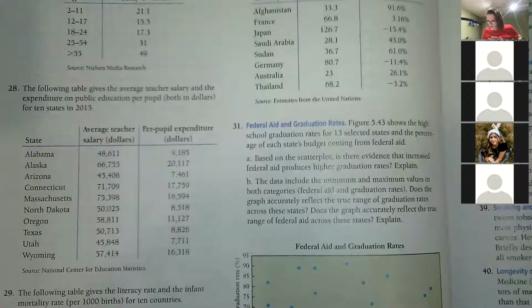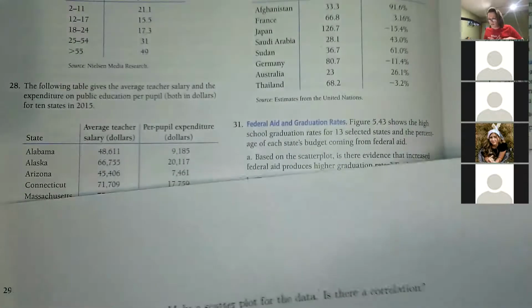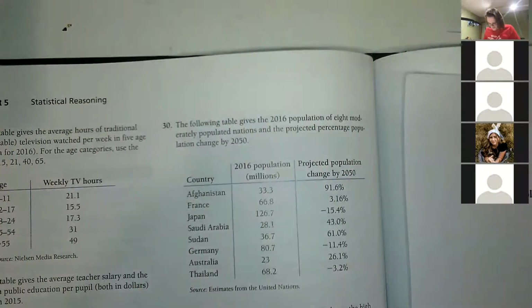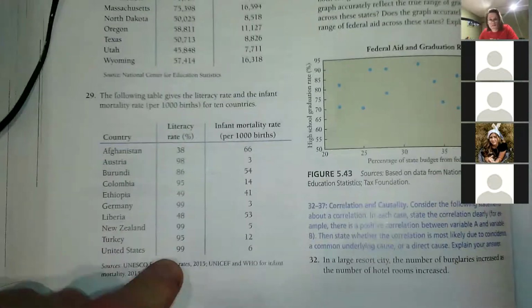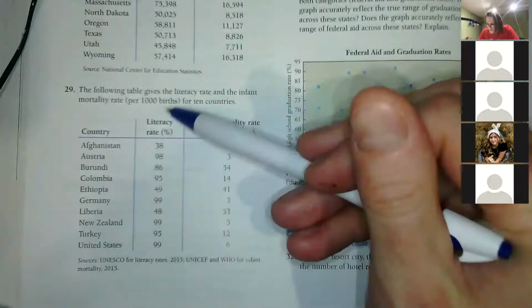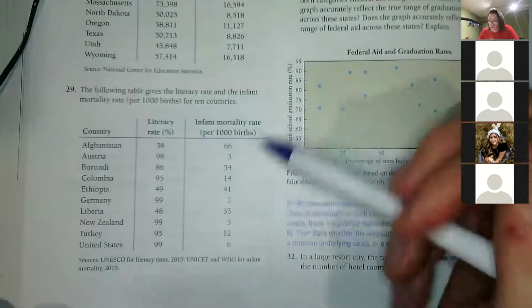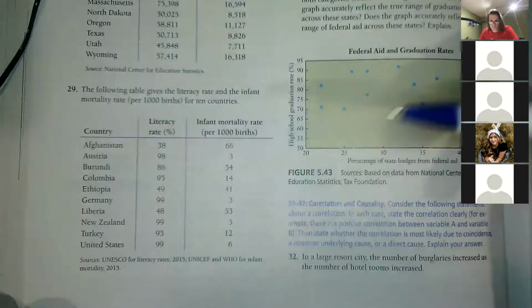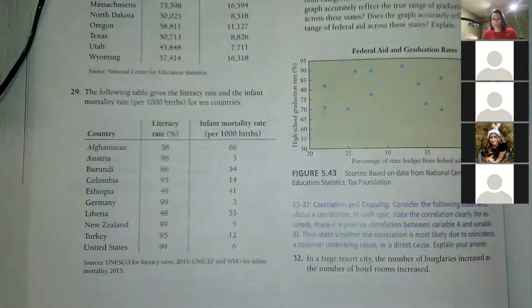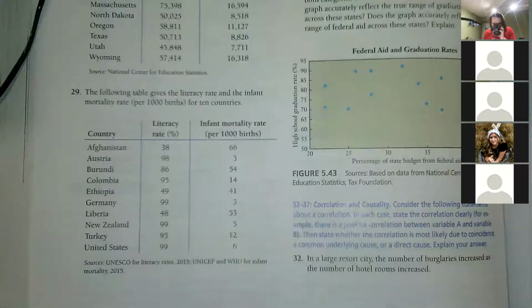Do I have one with a negative trend? Let's try this one. Yeah, let's try one more. This one's good, actually. So this one is a list of countries, right? Literacy rates and infant mortality rates. So infant mortality rates are how many infants die per birth, basically. This is per 1,000 births, but it's just relating how many die per each born. So we can try this one too.